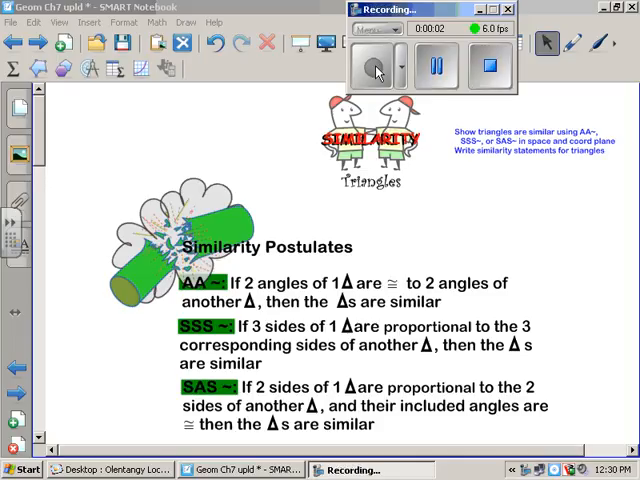Triangles are similar. Do you remember when we did congruence? We did it the hard way. We did like all three sides and all three angles are congruent. Then we said triangles are congruent. But then we learned the shortcuts. What were the shortcuts?